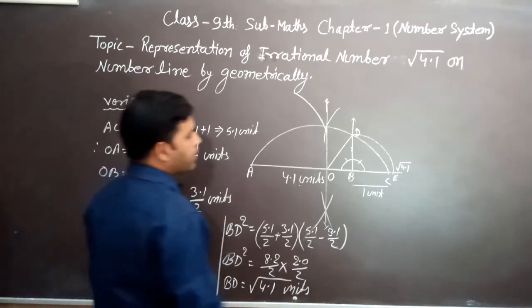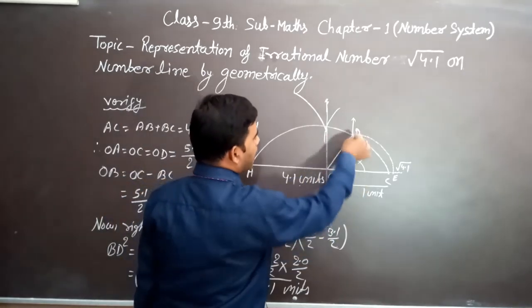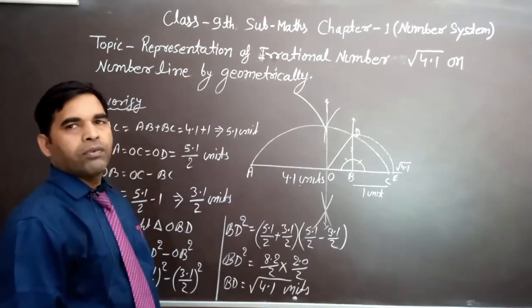Thus, it is verified that the length of BD is equal to the length of BE, which is equal to root 4.1 unit.